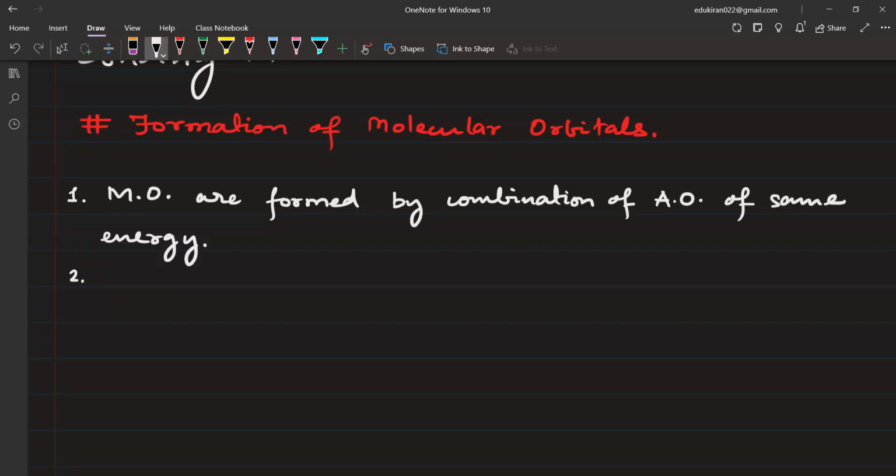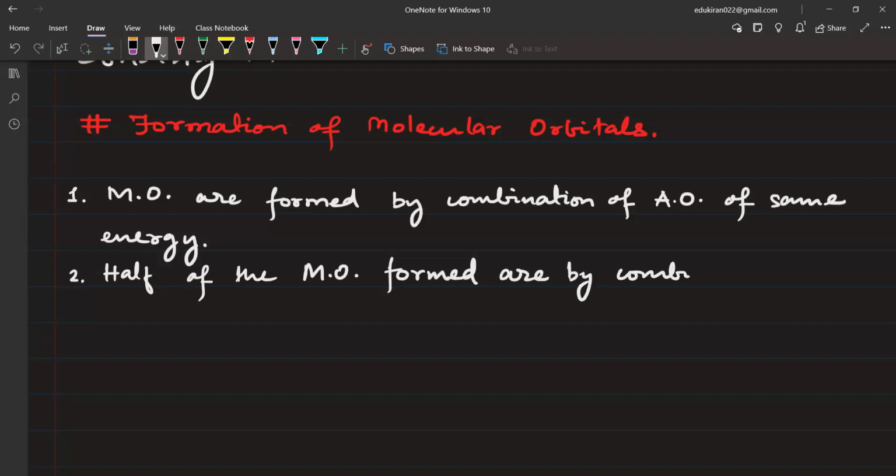Right, next. Second, half of the molecular orbitals formed are by combination of atomic orbitals with same phase. Combination of atomic orbitals with same phase.